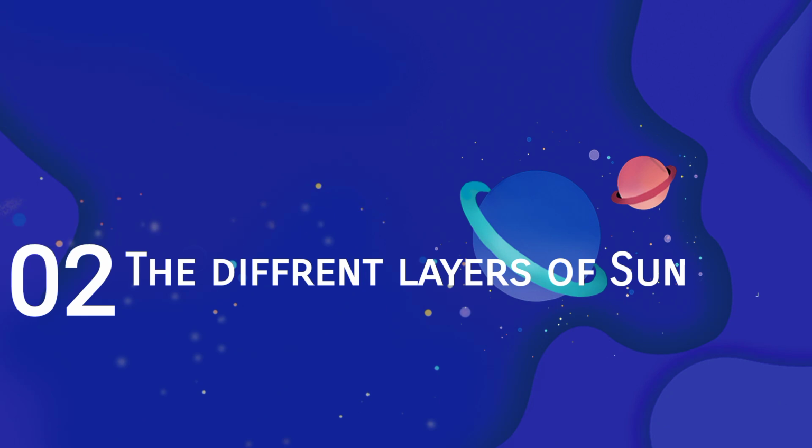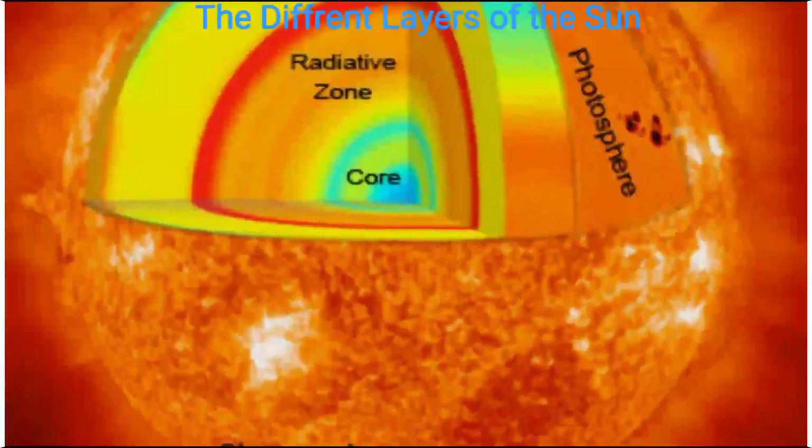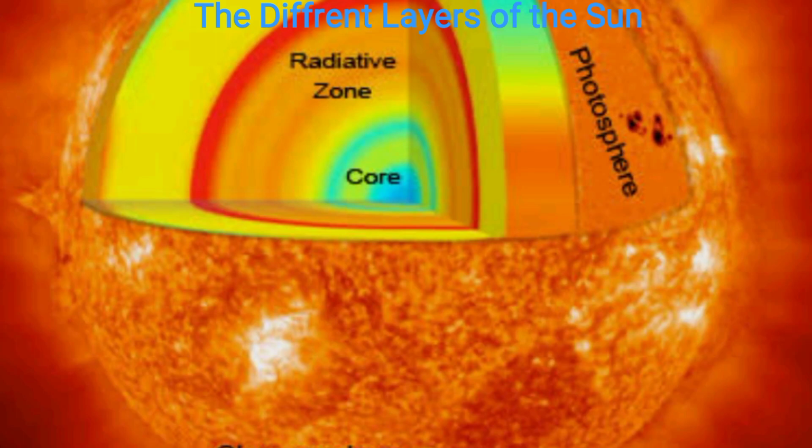The different layers of the sun. The innermost layer of the sun is the core, with a density of 160 grams per cubic centimeter and a temperature of 27 million degrees Fahrenheit, keeping the core in a gaseous state. In the core, fusion reactions produce energy in the form of gamma rays and neutrons.